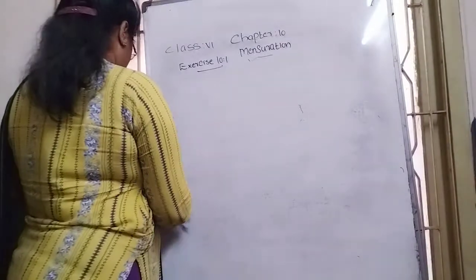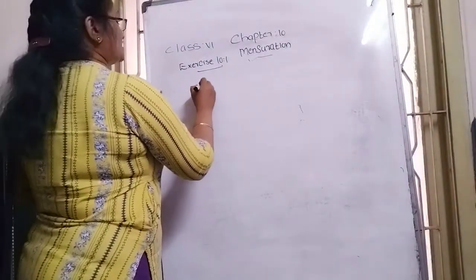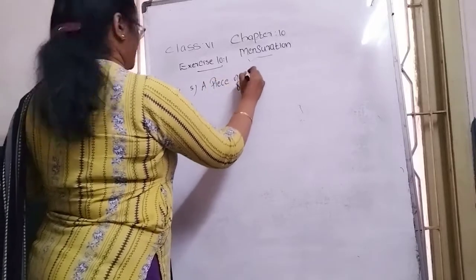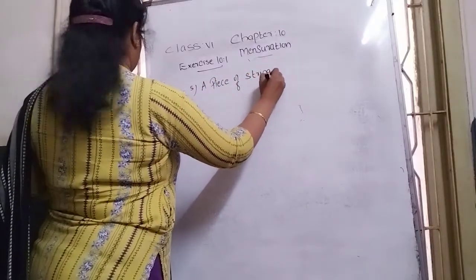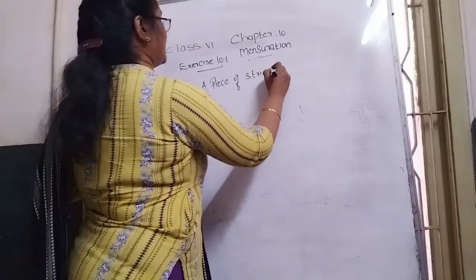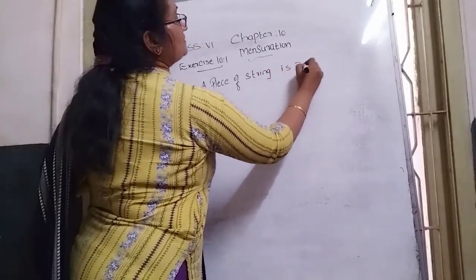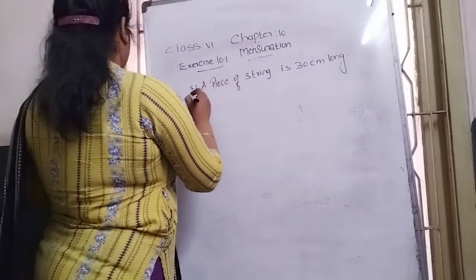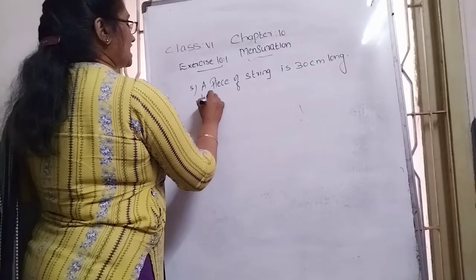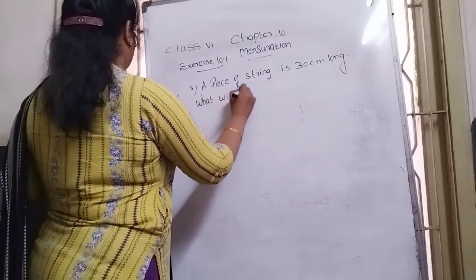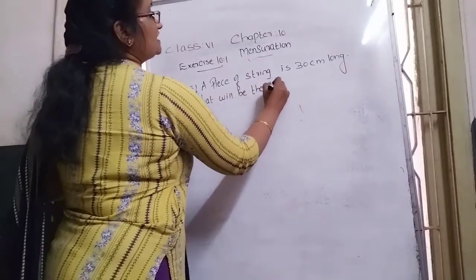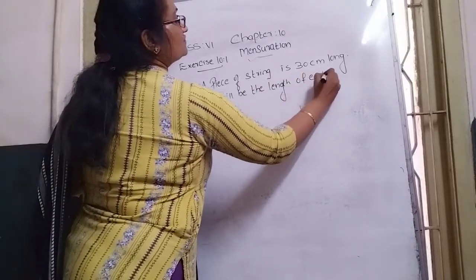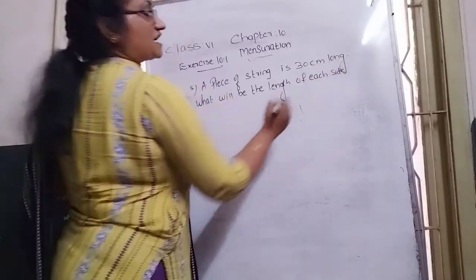Then next, fifth question. They say about a piece of string, the length is given. A piece of string is 30 centimeter long. Length of the string is given, 30 centimeter. What will be the length of each side? Three different shapes they are asking.